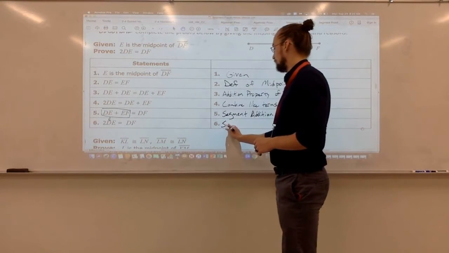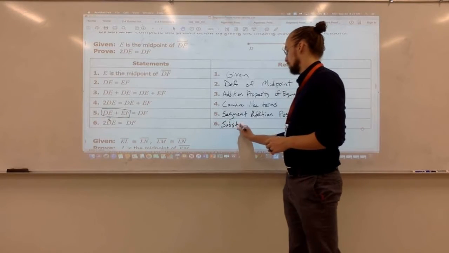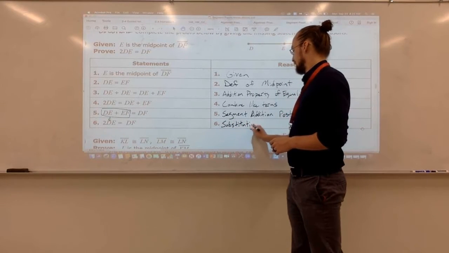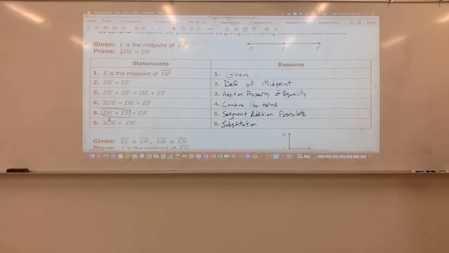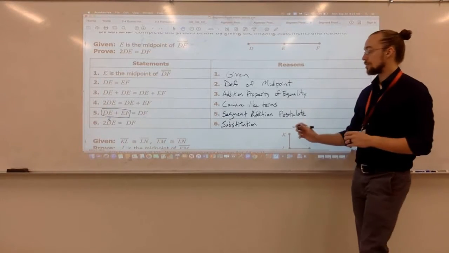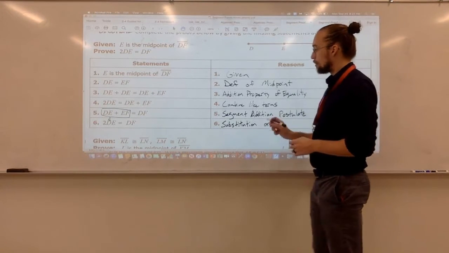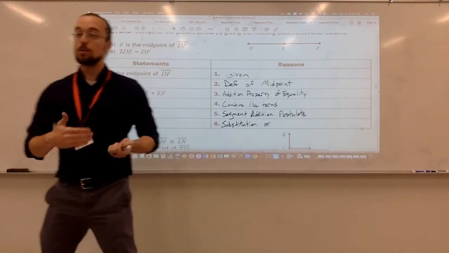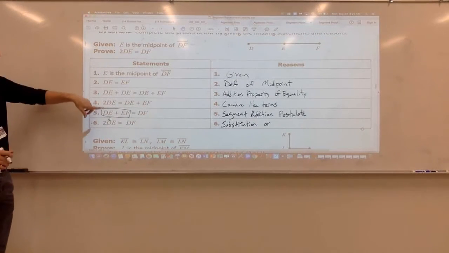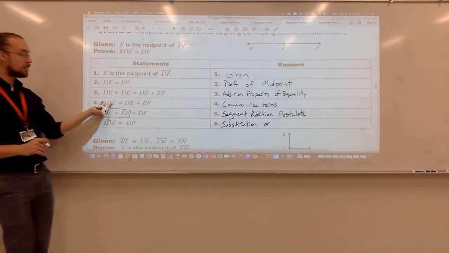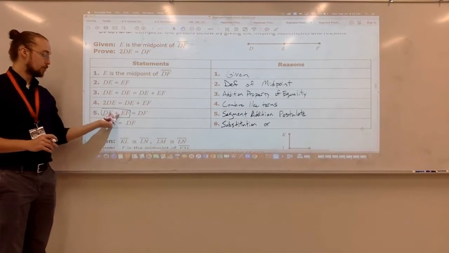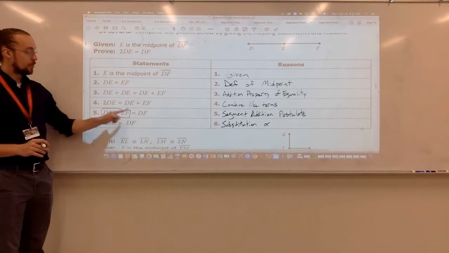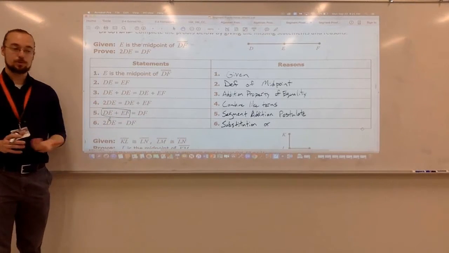There's actually another one. Symmetric property. Not symmetric property. It's going to be transitive, okay? Because we're saying two things are equal to the same thing, right? So up here, we're saying 2DE is equal to DE plus EF. And down here, DF equals that same thing. Therefore, these two things would have to be equal to each other.